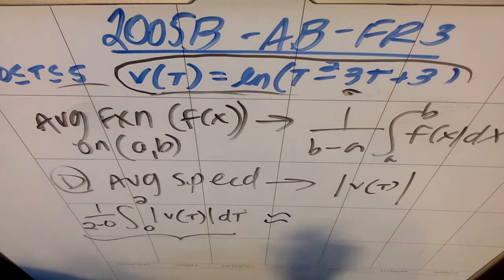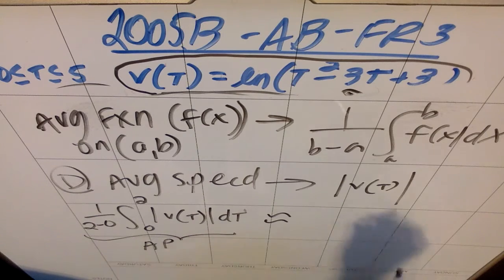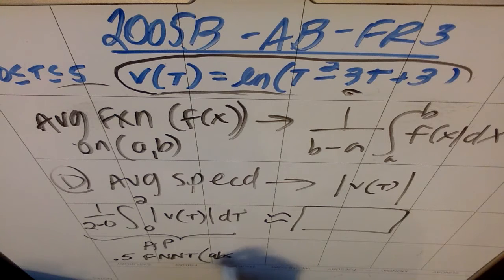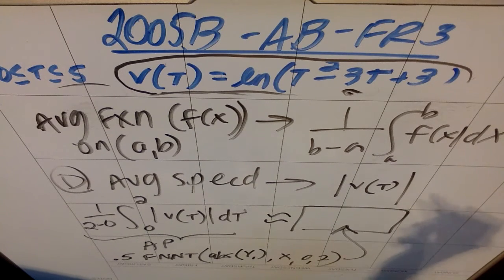And then all the AP cares, so the AP wants this, and they want the answer you get by typing it in your calculator. What they don't care about is the actual work behind it. So I'm going to put a 0.5 in front of function integrate, which is math 9. I'm going to do abs, y1 with respect to x from 0 to 2. And that is what's going to get me this answer.